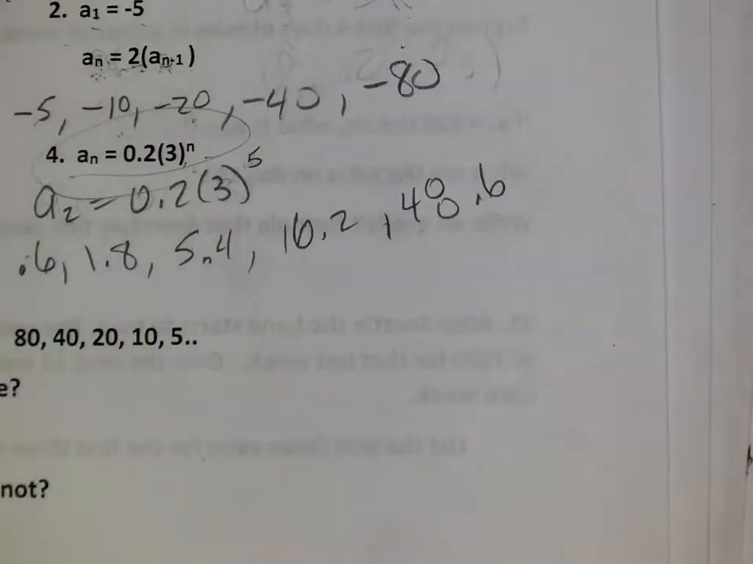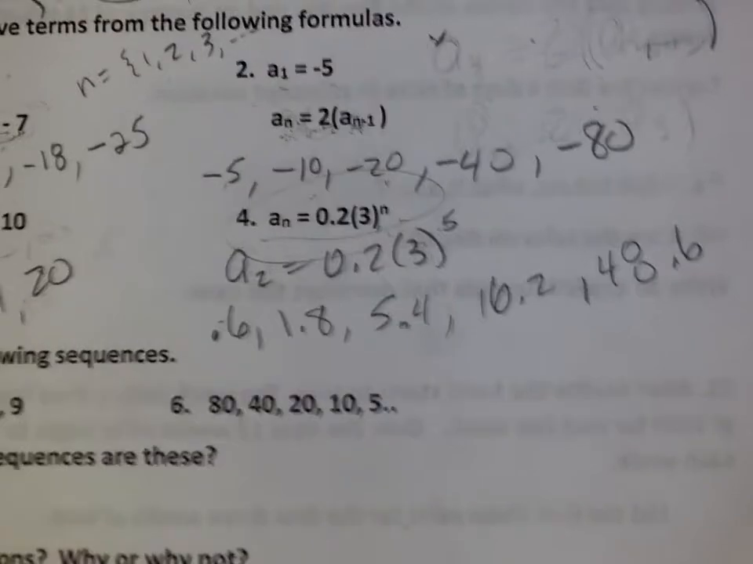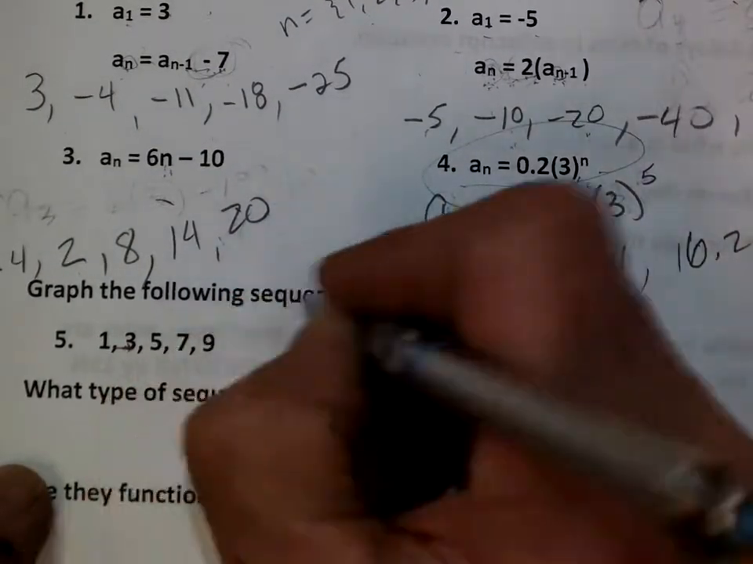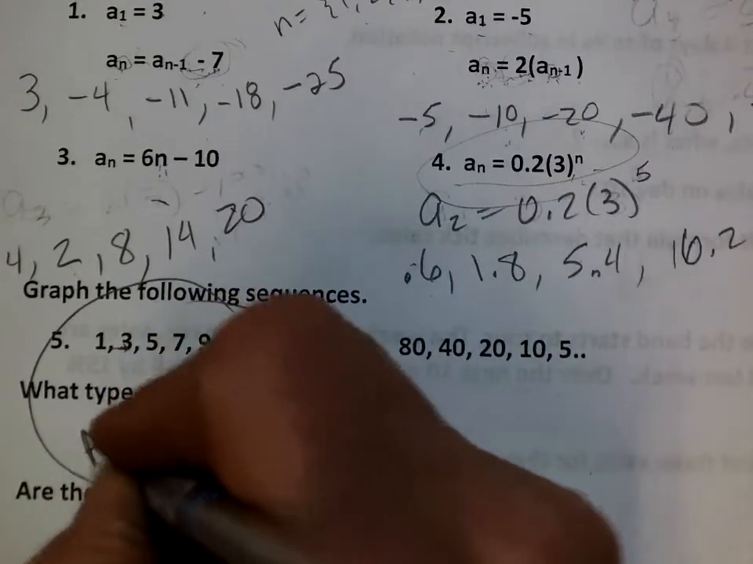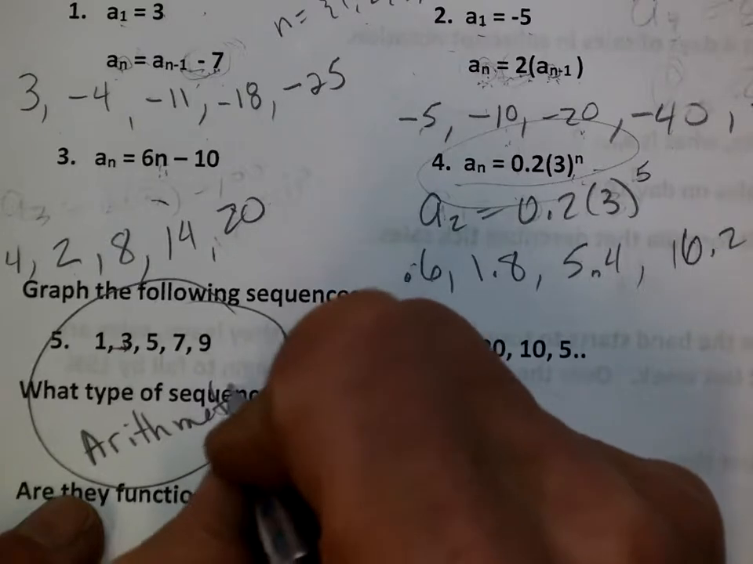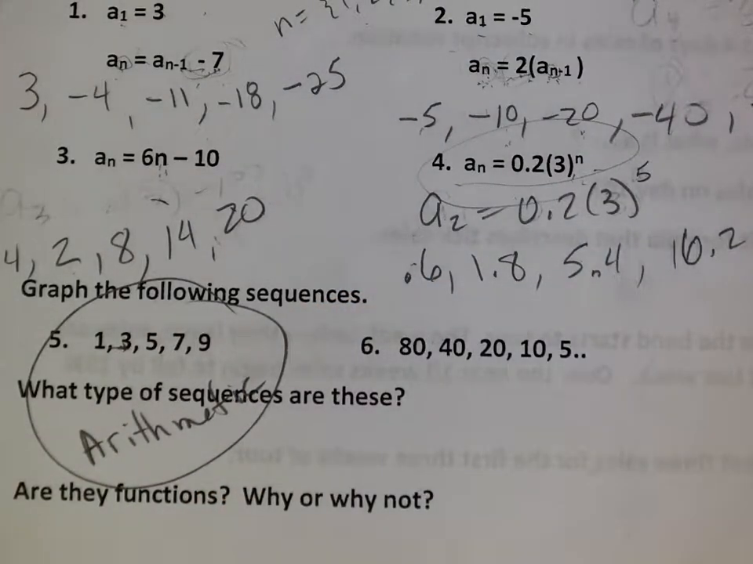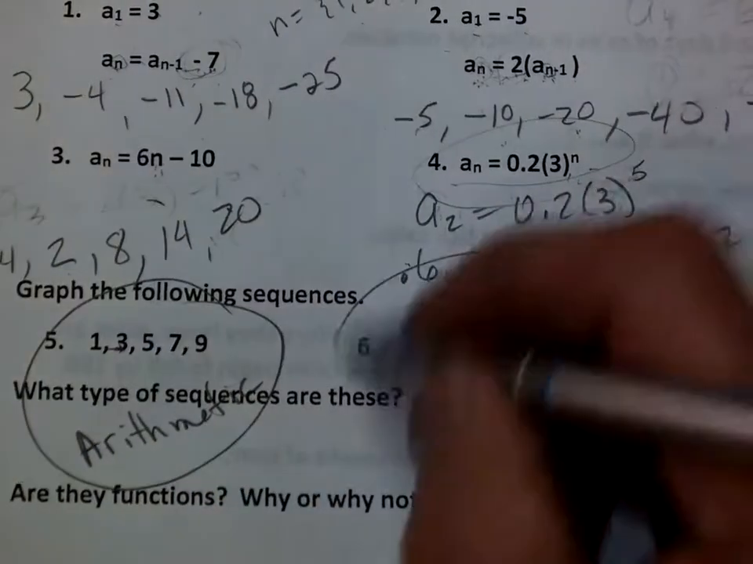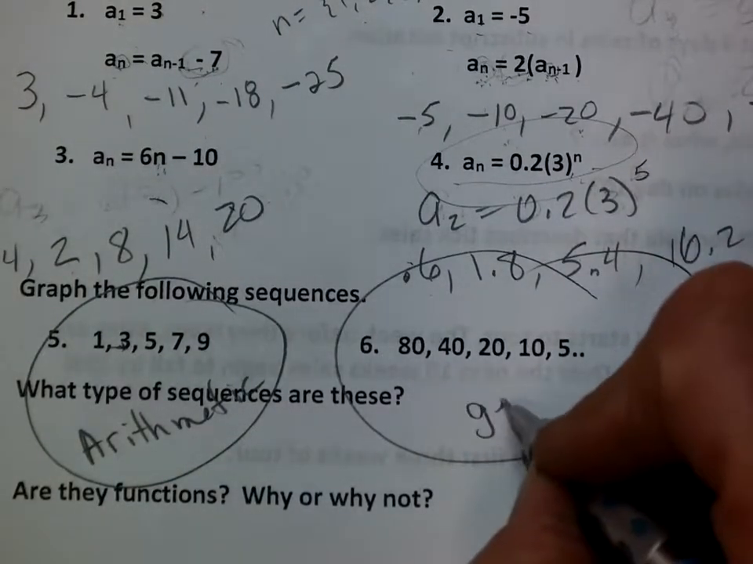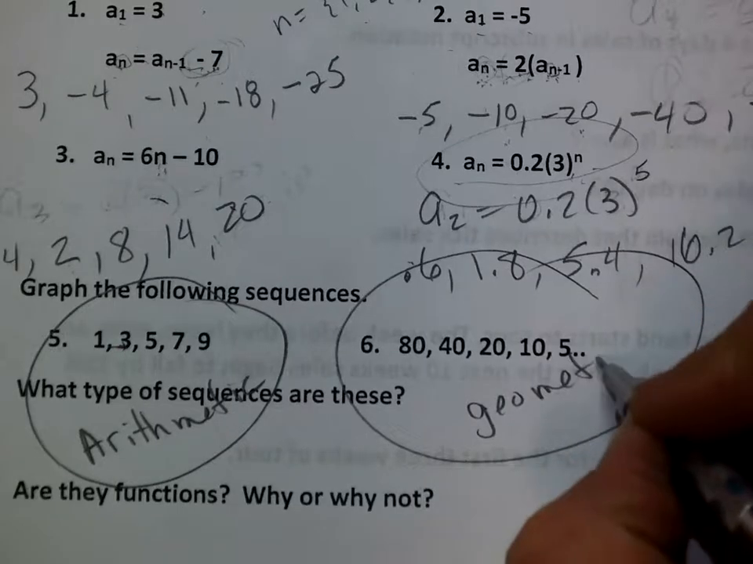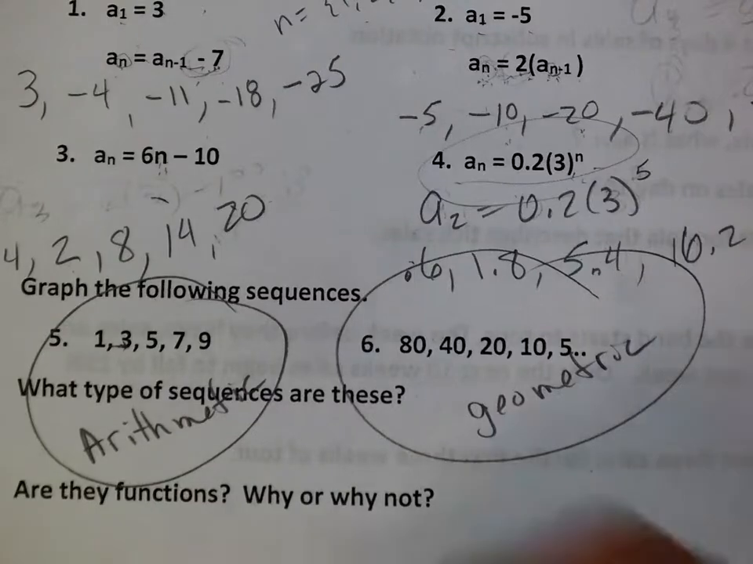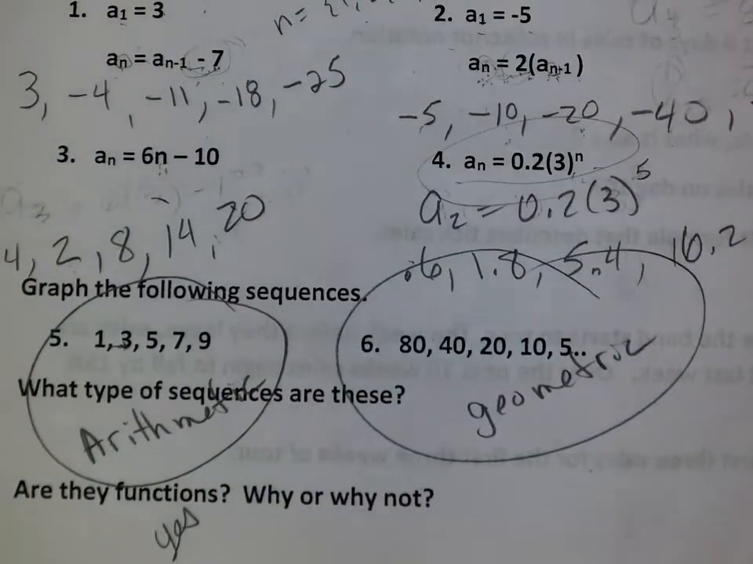Okay. All right, now, what type of sequences are they? Hey, what do you know? There they are. This one is arithmetic, right? Arithmetic because you're adding the same to it each time. And this one's geometric because you're multiplying by 1/2. Okay. Are they functions? Yes, they're functions. What makes them functions?